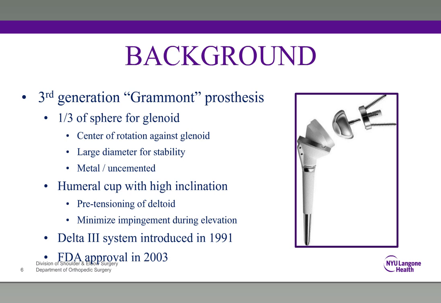On the humeral side, he made the humeral cut with a high inclination, which means a little more horizontal cut, which allowed pre-tensioning of the deltoid and which then minimized impingement during elevation. This system, like I said, worked very, very well, and the majority of patients saw fantastic results that we did not envision in the past. The system was introduced in Europe in 1991, and after great results, it was then brought over to the United States with FDA approval obtained in late 2003. And basically, it was in early 2004 that all of us were starting to use this prosthesis.